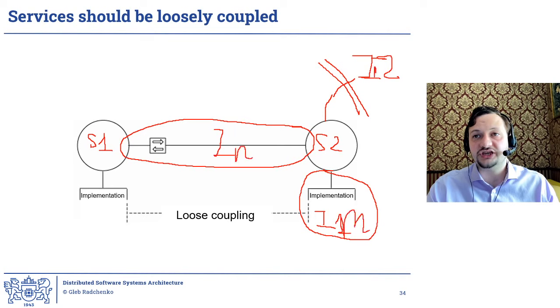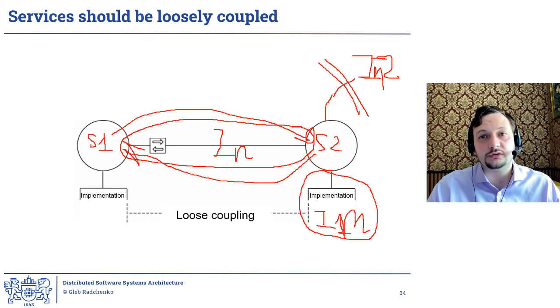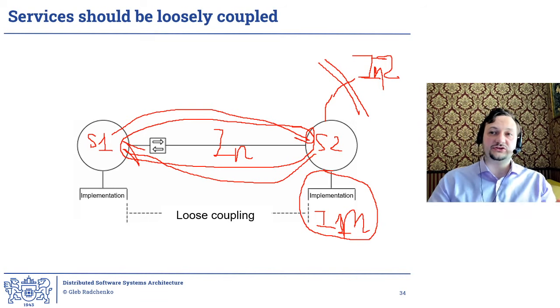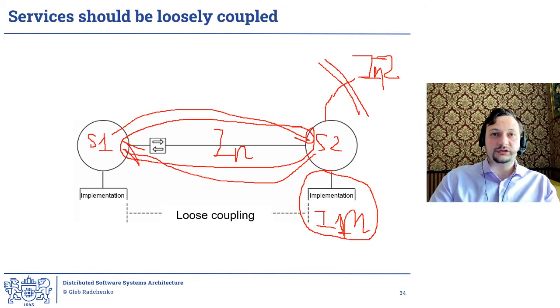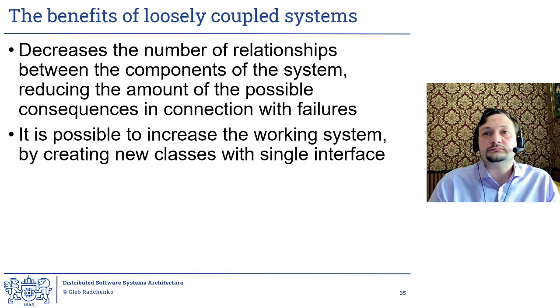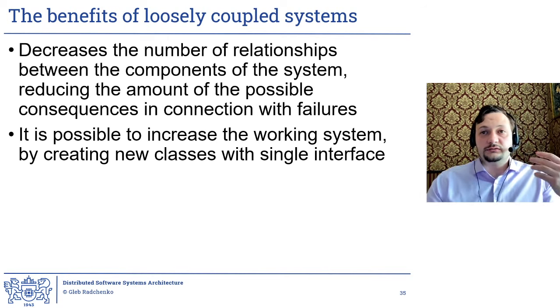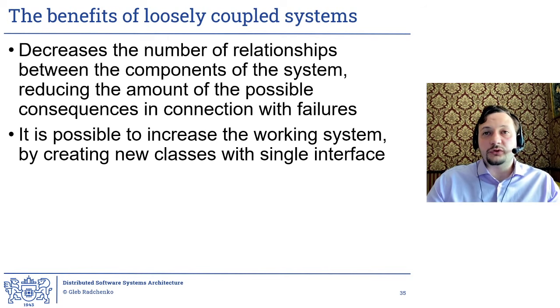So if the implementation changes but the interface stays the same, that means that service 1 can communicate with service 2 using the same protocol. That is the advantage of loosely coupled systems. The loosely coupled approach decreases the number of relationships between the components of the system, and it is possible to increase the working system by creating new classes with a single interface.